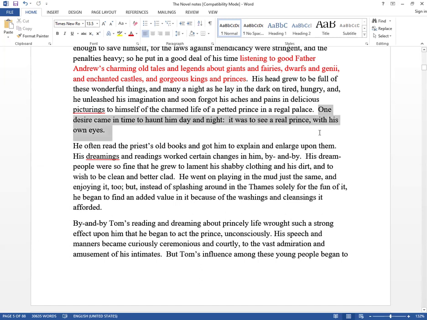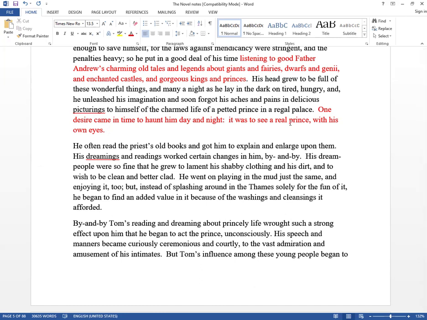Underline. Now this is Tom's desire, Tom's target, aim, ambition. Now education gives you some ambition. Now Tom also has an ambition. What is the ambition? One desire, one wish. Desire came in time regularly to haunt him, trouble him, day by day. What is that? It was to see a real prince. Now Tom has one ambition, one wish: to meet a real prince with his own eyes.